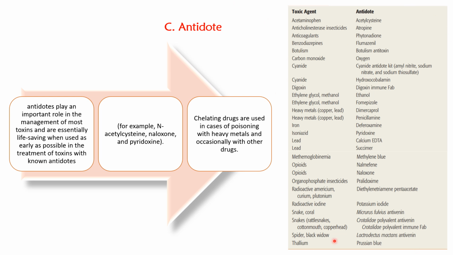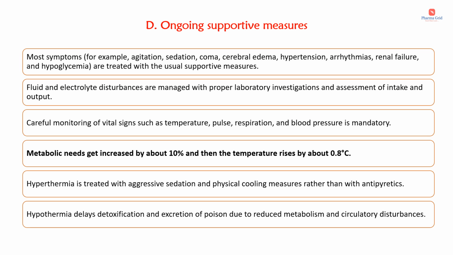Here you can see certain toxic agents and their antidotes available. Some examples: for warfarin, an oral anticoagulant, the antidote available is vitamin K. For heparin, the antidote is protamine sulfate. For benzodiazepines, the antidote is flumazenil. For carbon monoxide, the antidote is oxygen. Likewise, you can refer to this tabular column to learn about the toxic agents as well as their specific antidotes. Ongoing supportive measures.